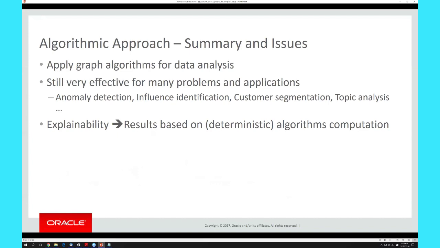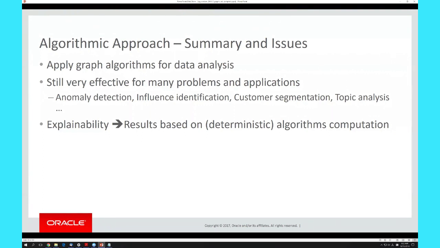Up to this point, we have seen examples of anomaly detection, influence identification, customer segmentation, topic analysis, and so on. All of these algorithm-based approaches have been implemented in PGX and packaged in the algorithm API, and we are delivering this to many of our customers, and they are happy with it. Another thing I didn't mention is explainability: because you know what the algorithm is doing, whatever it finds, you can explain how and why you found this result.